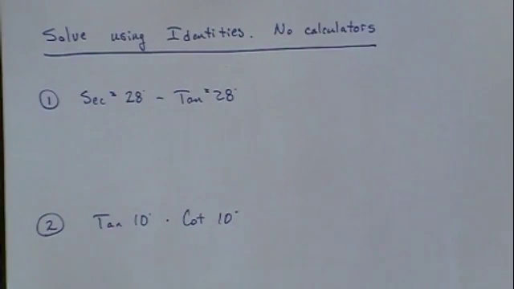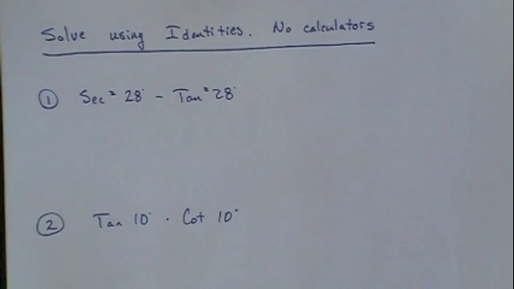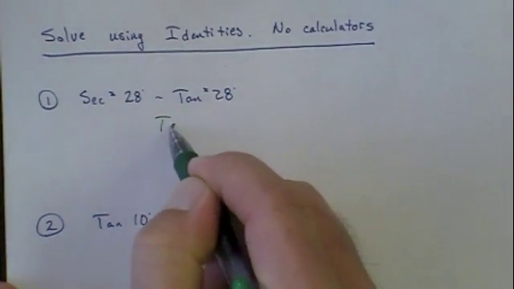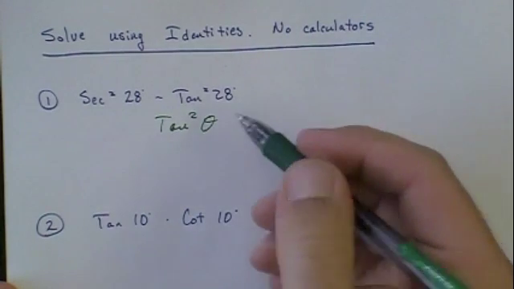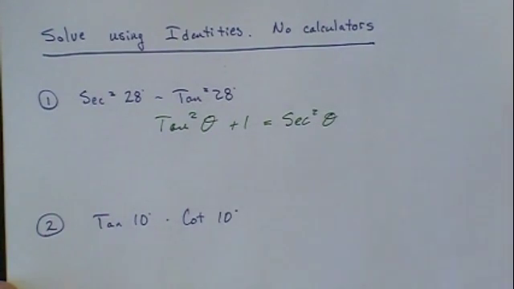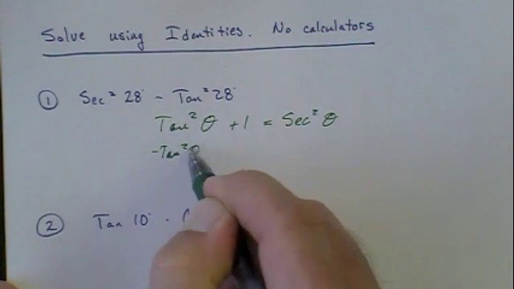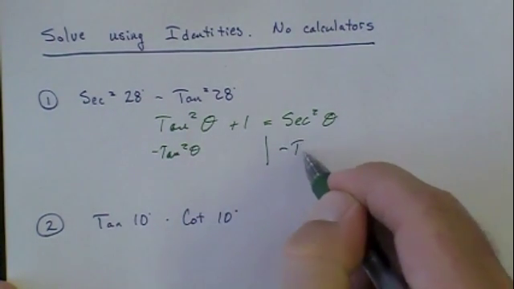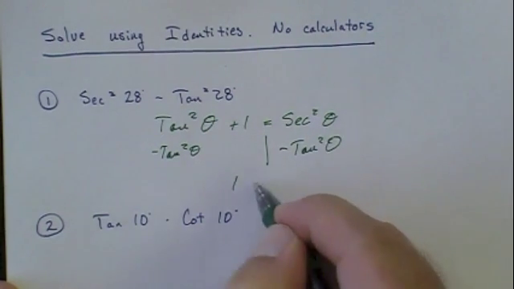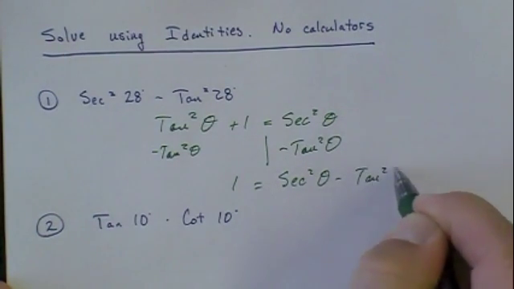So this is how we're going to use all of these different identities. Here we're going to solve some problems using identities, no calculators. So here we have the secant squared of 28 degrees minus the tangent squared of 28 degrees, and we want to find an answer for this. Now remember, we just discovered that we have our Pythagorean identity, tangent squared theta plus 1 is equal to the secant squared of theta. If we subtract tangent squared theta from both sides of my equal sign, I end up with 1 is equal to secant squared theta minus tangent squared theta.